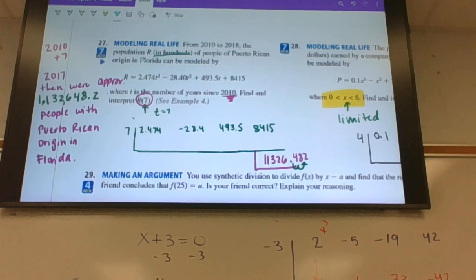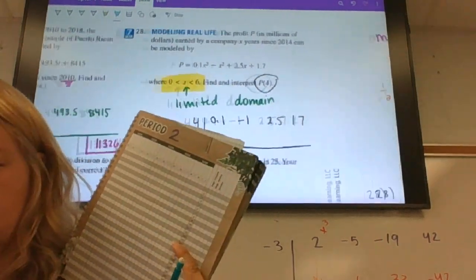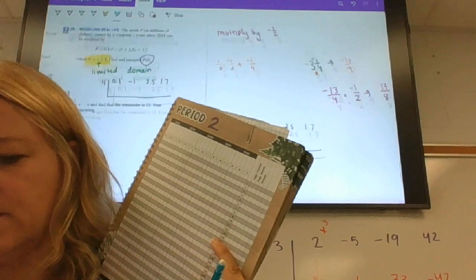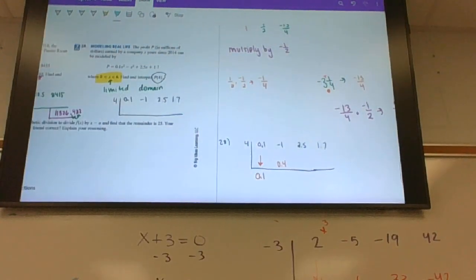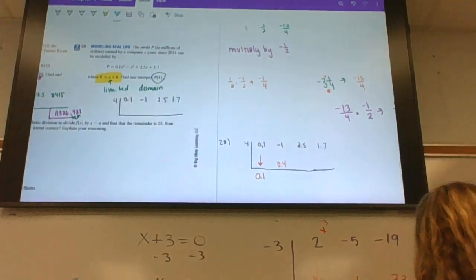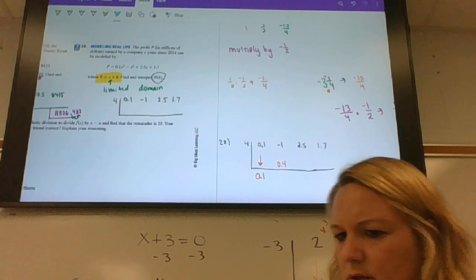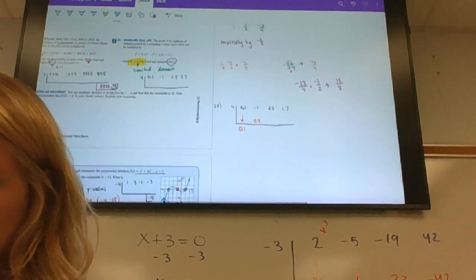All right, let's look at this other word problem with the challenging decimals. The profit P in millions earned by a company. Okay, so what was the answer for 28?